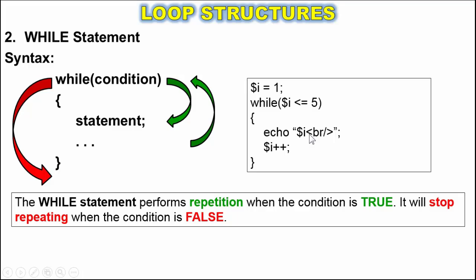This while loop will repeat from 1 to 5 or 5 times. When the value of I is greater than 5, that's the time that the condition is false and the while loop statement will stop repeating.